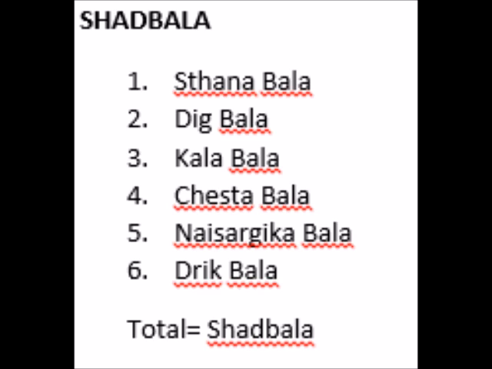For example, Mars gets a Digbala strength in the 10th house. It is very strong in the 10th house. So that's one example. And Saturn gets a maximum Digbala when it is in the western direction, which means it's the 7th house. So when Saturn is sitting in the 7th house, it gets Digbala, meaning it gets very strong, so it is eligible to get maximum Digbala points.